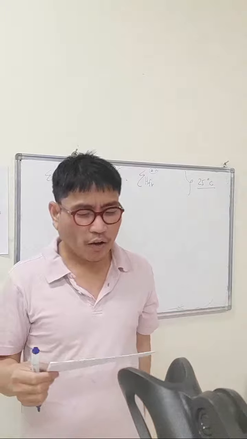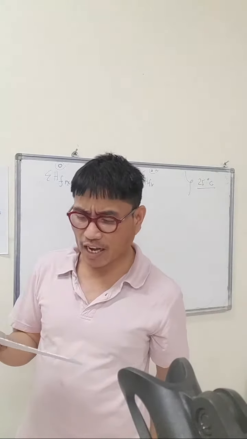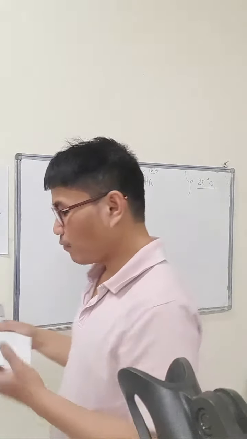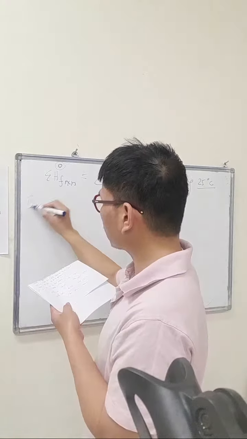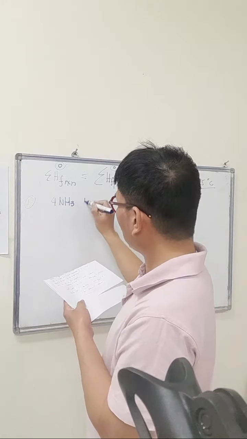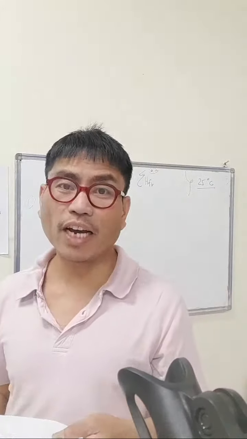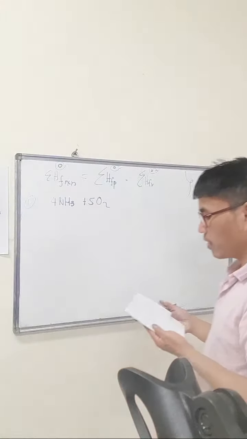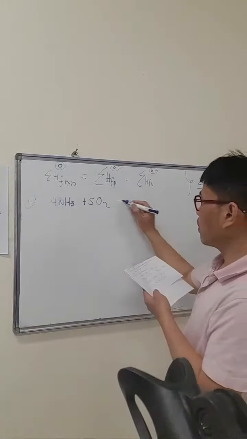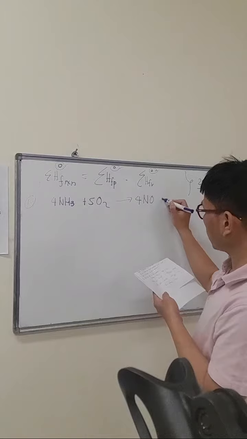The question here: find the delta H of the formation of the reaction of 4 moles of ammonia plus 5 moles of oxygen. The chemical equation is already balanced, we are very lucky, we don't have to make our own chemical equations. It gives 4 moles of nitrous oxide plus 6 moles of water.